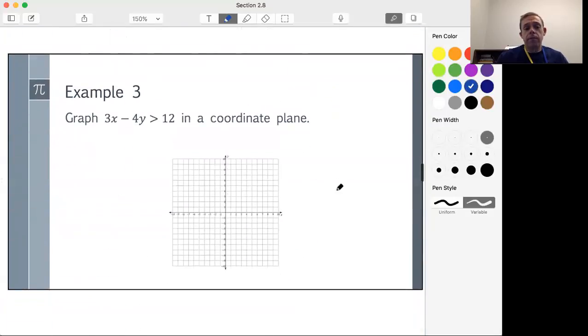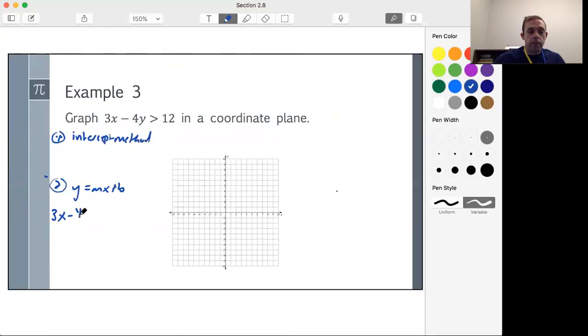All right, let's try example 3. So we have 3x minus 4y is greater than 12. So we could do two ways. We could graph this the intercept method, or we could graph this with the y equals mx plus b method. So most of you like y equals mx plus b, so let's go ahead and do that method.